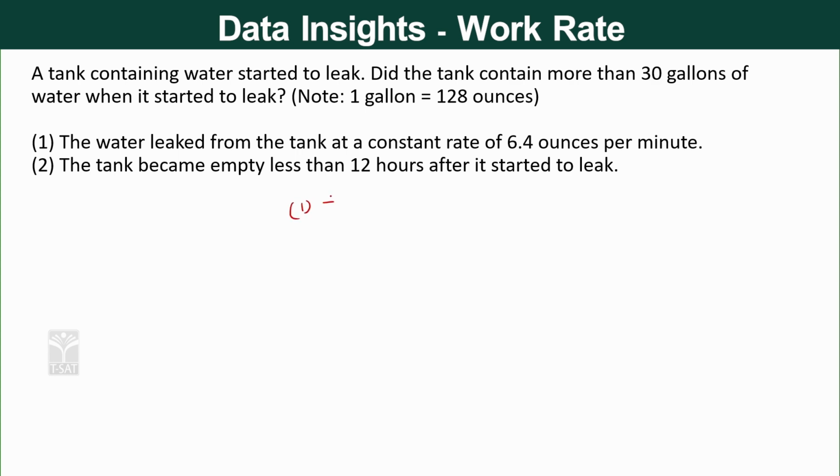So, statement 1 is telling us that water leaked at the rate of 6.4 ounces per minute. By giving us the rate at which it is leaking, there is no information about the amount of time to calculate how much volume has leaked. So, we cannot say how many gallons of water it had when it started to leak. So, therefore, this information is not sufficient to answer the question.